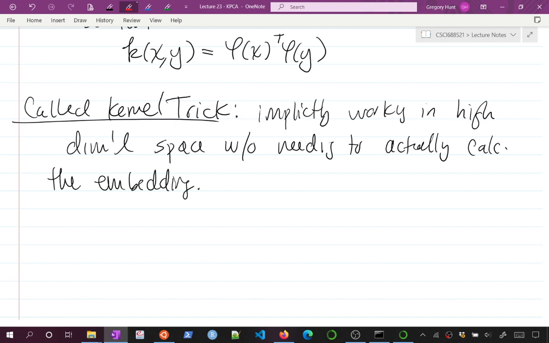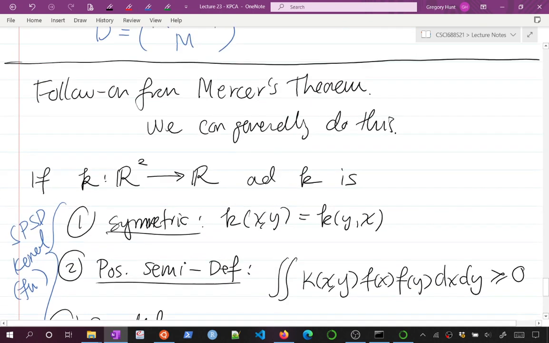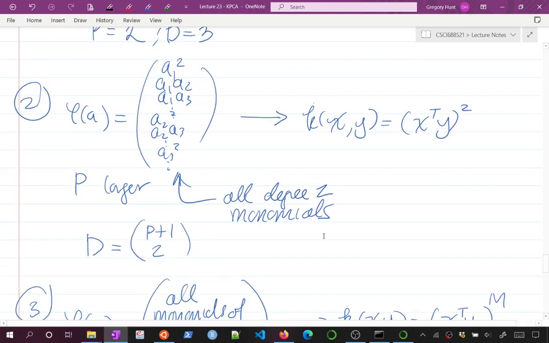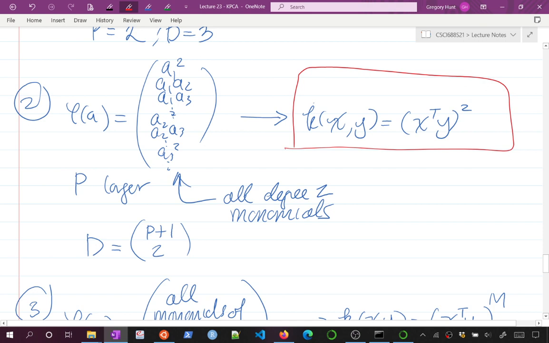And implicitly, if I use the kernel, say my second one, which is all degree 2 monomials, typically when you actually calculate the thing, you'll pick a kernel. Maybe you'll pick x transpose y squared. In the back of your mind, what's going on is an embedding into some high dimensional space of all degree 2 monomials and then projecting down, but you don't actually need to know that. It just works. It uses this particular kernel.